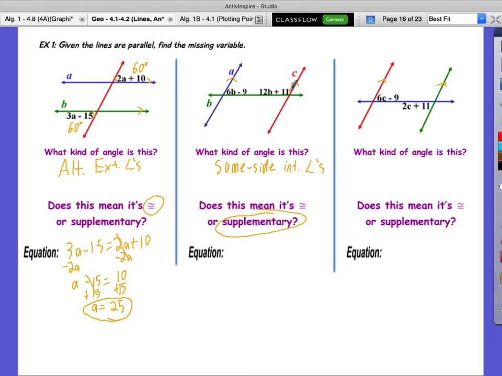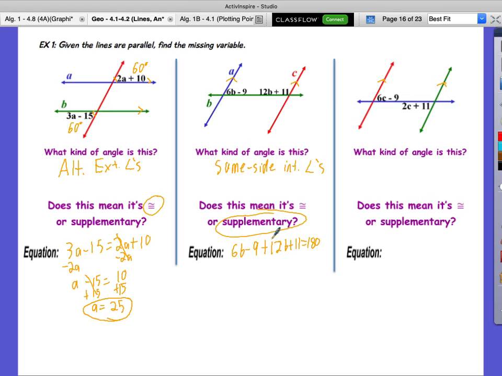Okay, and if you look at them, it doesn't look like they're supplementary. It really just doesn't. So now, Grace, what equation would we do? You add them together, and that equals 180. Yeah, you do 6b minus 9 plus 12b plus 11, and that equals 180. It really doesn't matter which one you put first. If we put 12b plus 11 plus 6b minus 9 equals 180, that'd be fine.